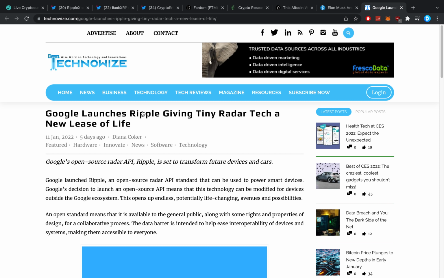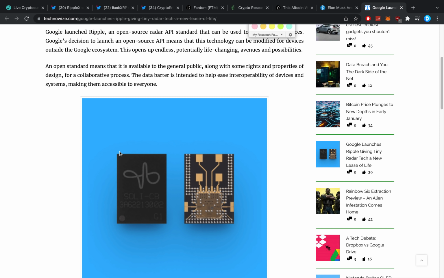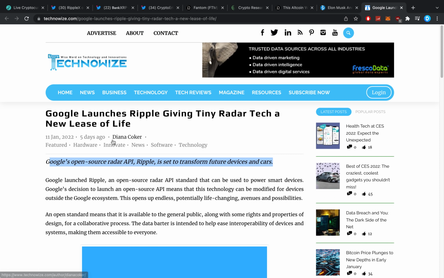And last but not least, has nothing to do with crypto. Google launches Ripple, giving tiny radar tech a new lease of life. Google's open source radar API, Ripple, is set to transform future devices and cars. Just thought it was kind of funny that they launched a company called Ripple, or a product called Ripple. Yeah, that is basically it.